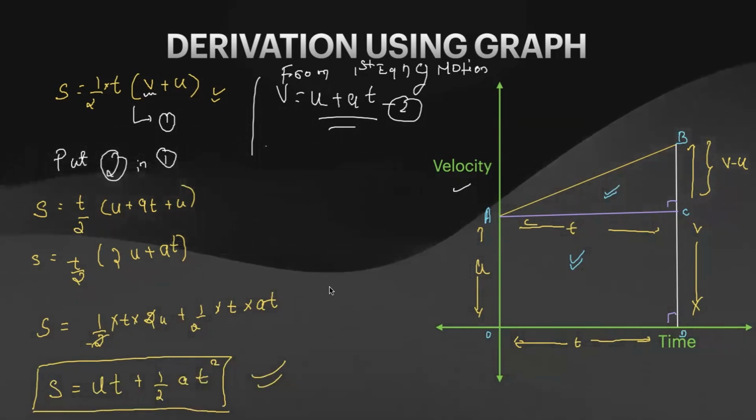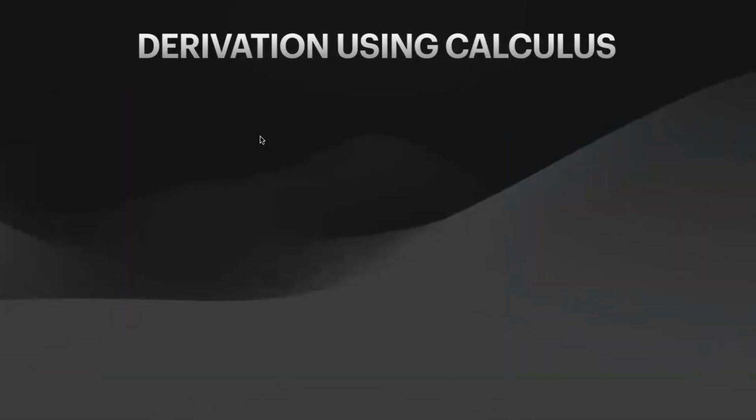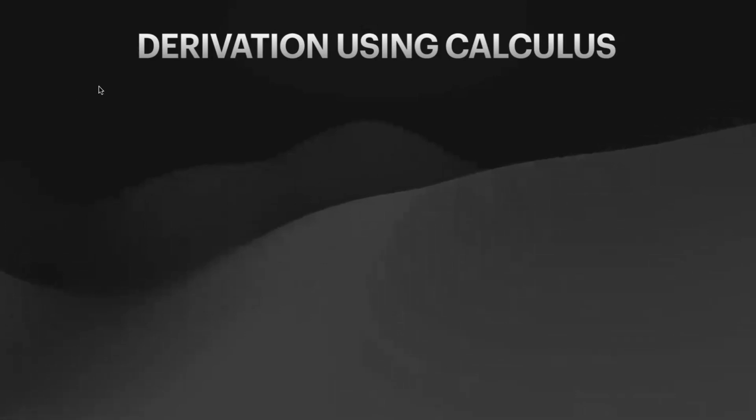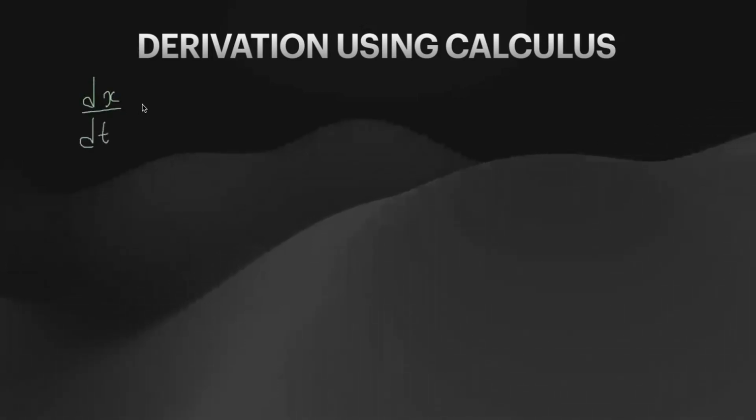Is this clear? So let us derive the second equation of motion using the calculus method now. How do we start? What do you know? You know that dx by dt gives us velocity.